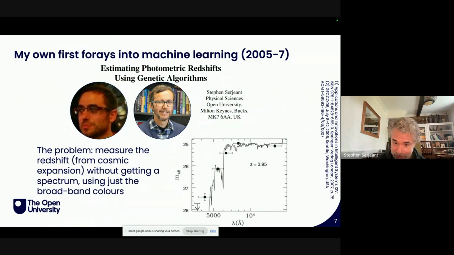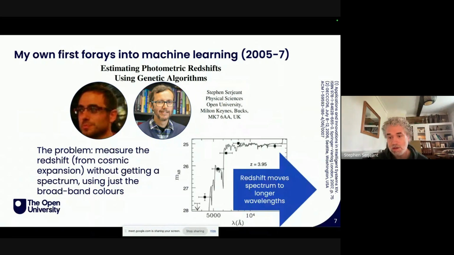So I've got a plot here of a spectrum of a galaxy. That's the line here. The x-axis is wavelength, and the y-axis is actually a logarithmic measure of flux. And what you measure are these big data points. The redshifting, when it happens, is moving all the observed wavelengths to the red. So the redshift moves the spectrum to longer wavelengths.